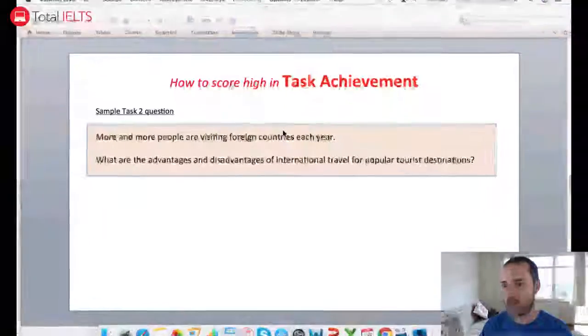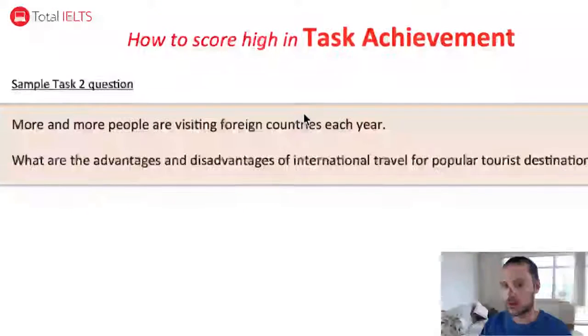So let's have a look at a sample task 2 question first of all. I hope the call to prayer isn't disturbing you too much. Let me just see. Okay. So, here is a sample task 2 question.